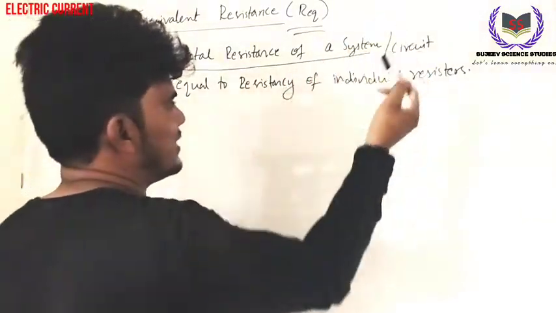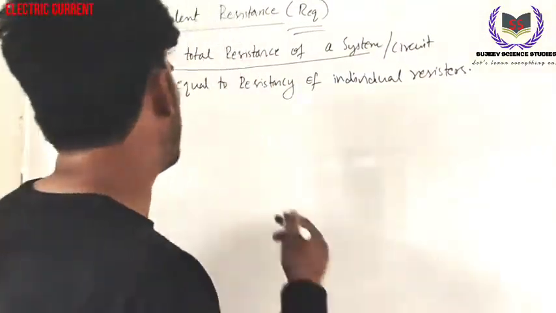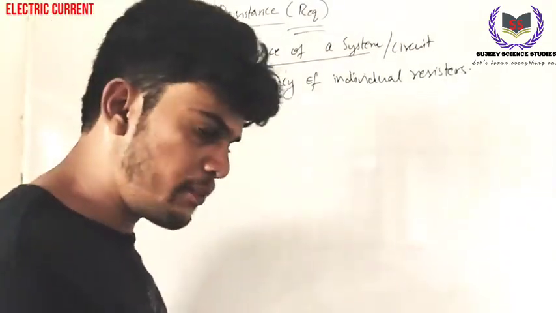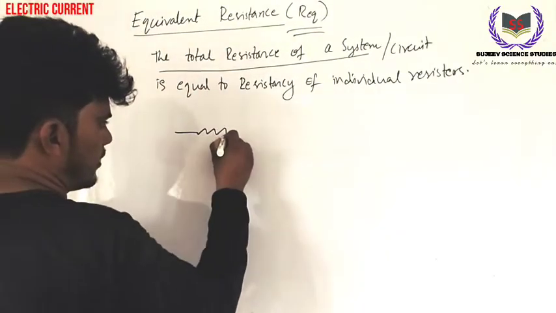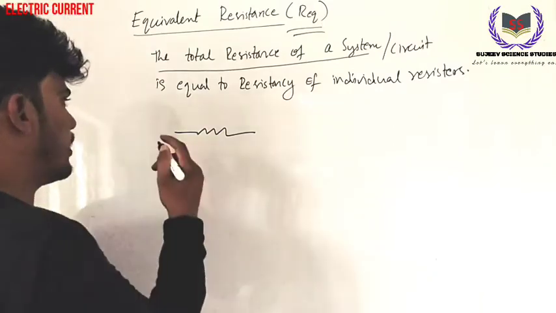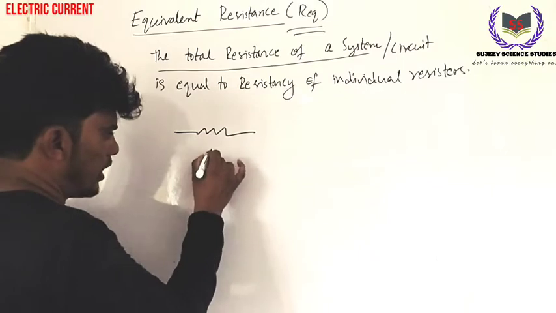The total resistance of any system is equal to the sum of the resistances of the individual resistors. So what is the meaning of that? Look here. This is the symbol of a resistor. So we can indicate a resistor with this symbol. This is resistor 1, R1.